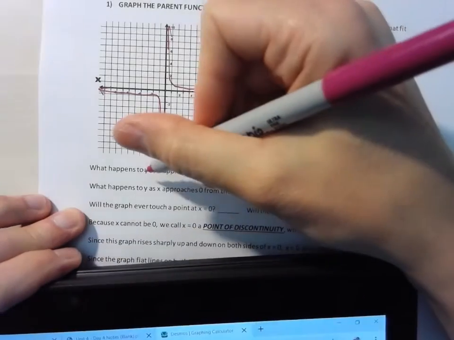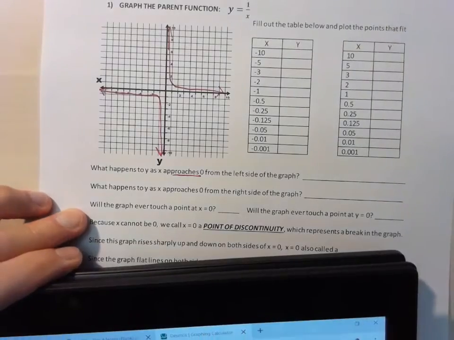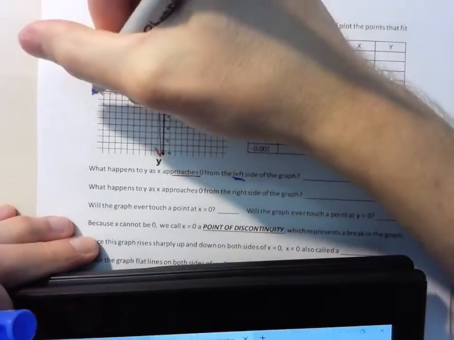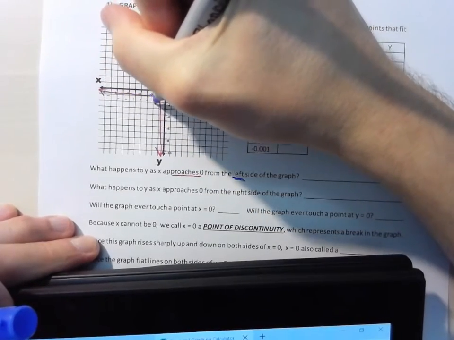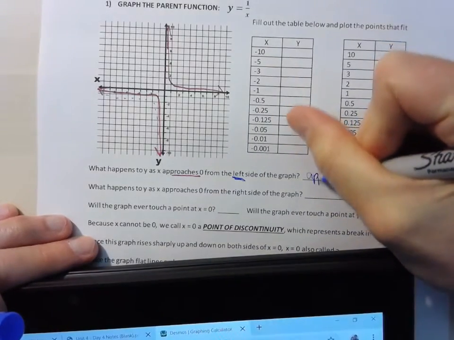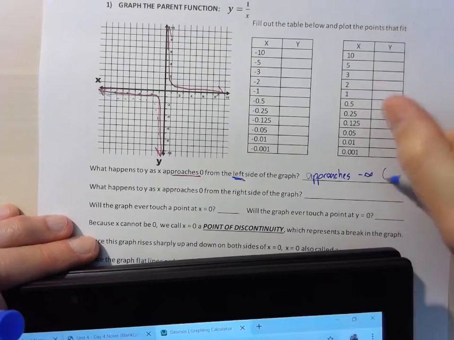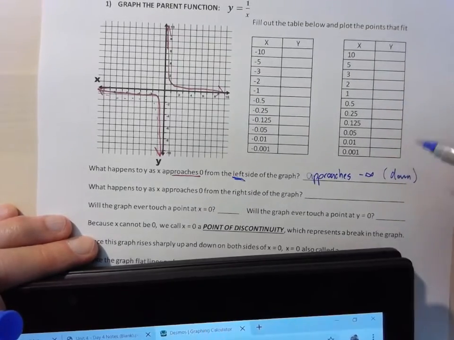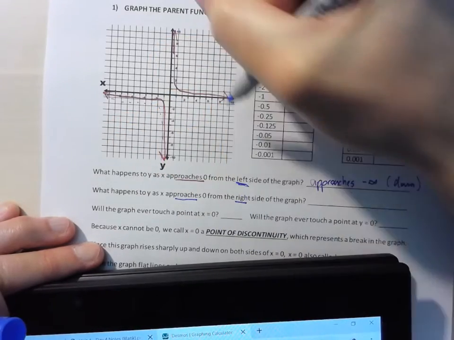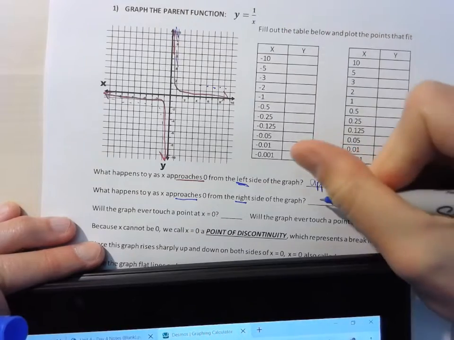So what happens to y as x approaches 0 from the left side of the graph? So the left side of the graph being over here, as it gets closer and closer to 0, y sharply turns downwards. So it actually approaches negative infinity. Goes down. And the same thing on the right side of the graph. As it approaches 0 from the right side, it sharply turns up. So it approaches infinity.